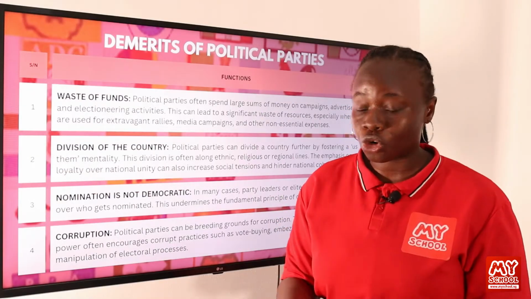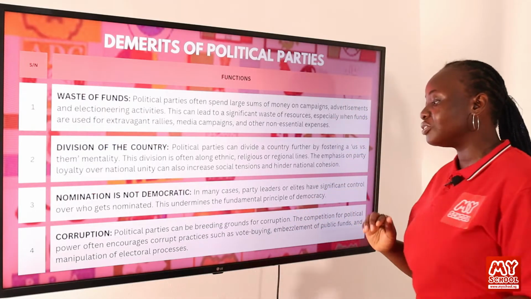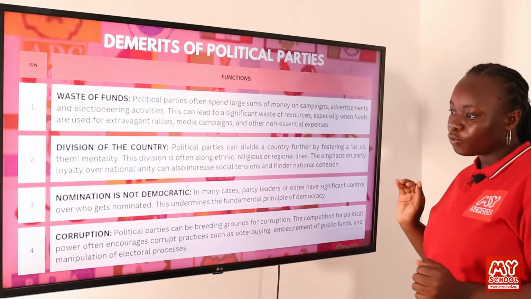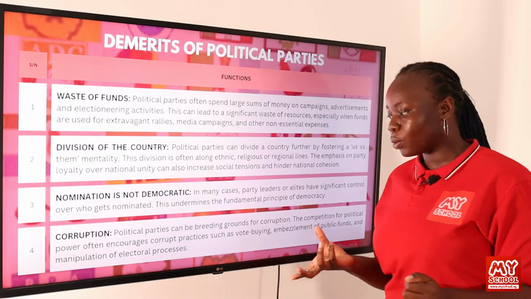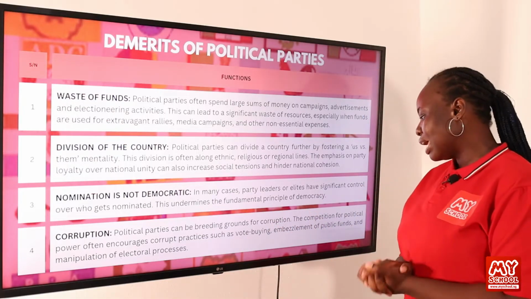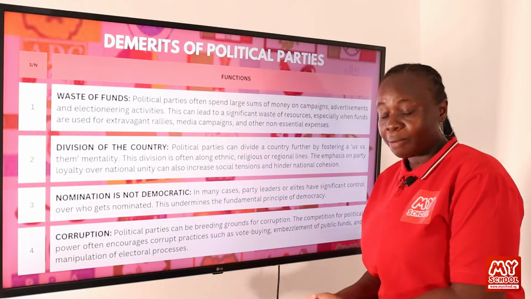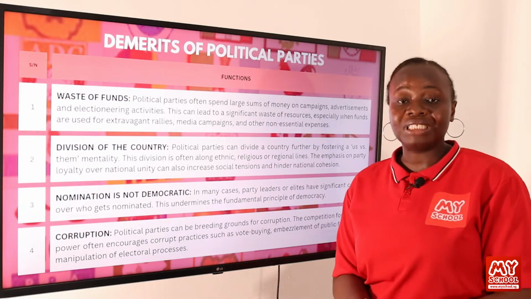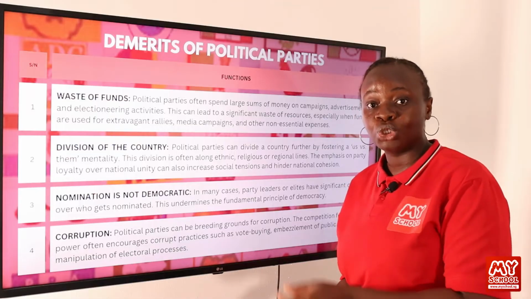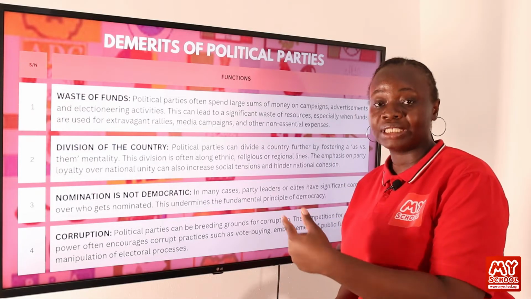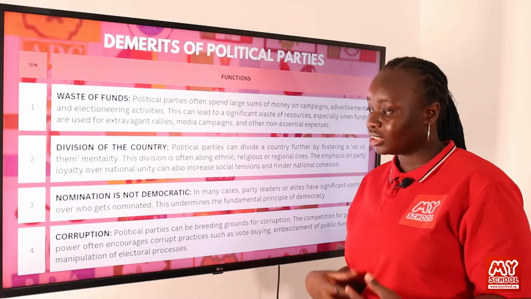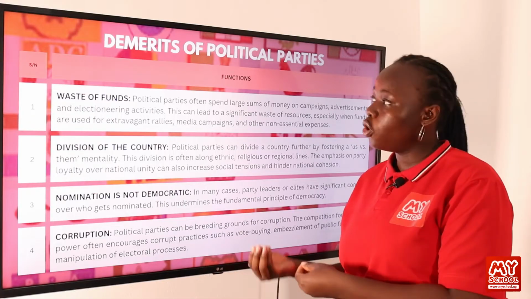Then another demerit is corruption. Political parties can be breeding grounds for corruption. The competition for political power often encourages corrupt practices such as vote buying, embezzlement of public funds, and manipulation of electoral processes. We've talked about how some leaders in power make use of public funds to fund their campaigns and rallies when the next election cycle comes. This is one of the demerits of political parties.